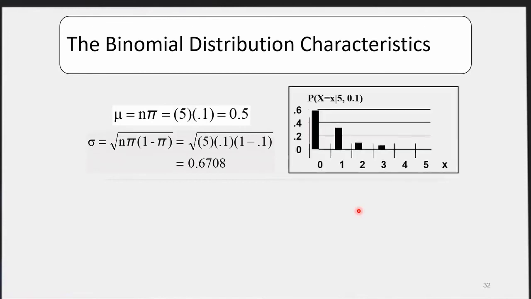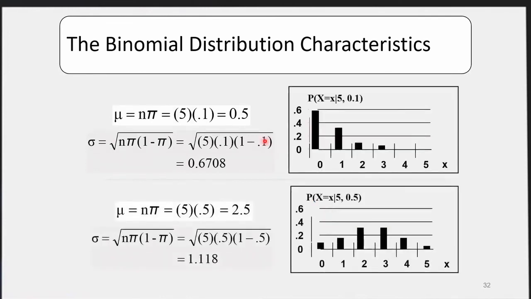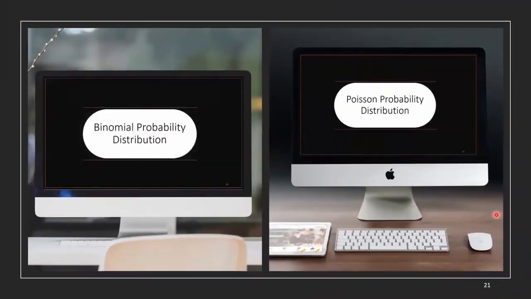So an example here, if you notice, the probability of event of interest here is 0.1 and here it's 0.5, but if you notice, because of that change the mean has increased, and also because of that change the standard deviation also has increased from 0.67 to 1.118. So because of these particular changes, right, the shape of the distribution has changed. So that is the binomial probability distribution.